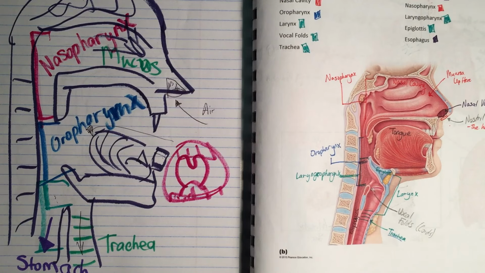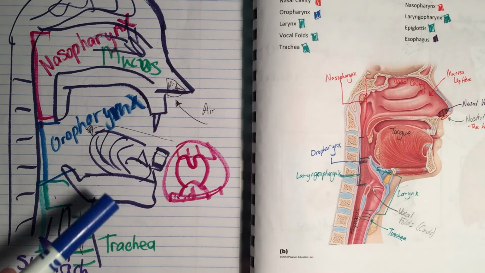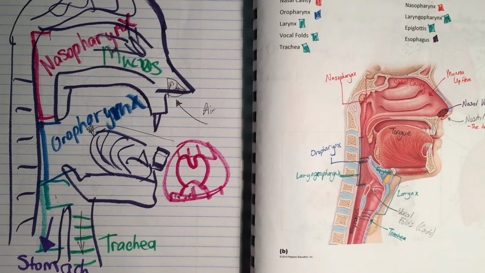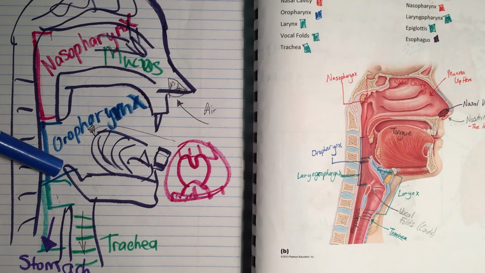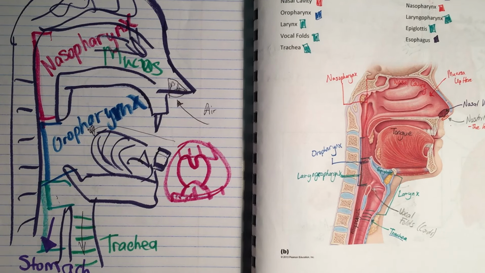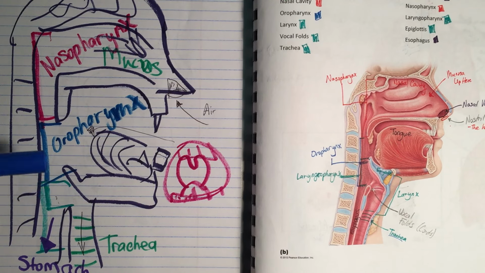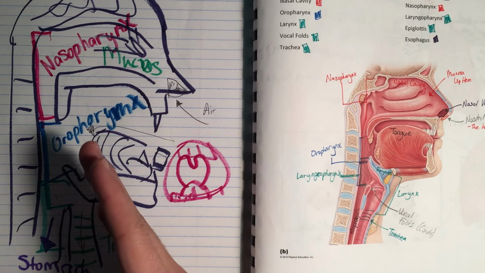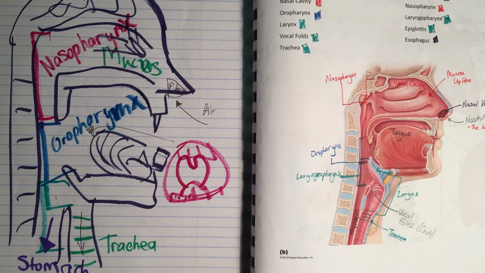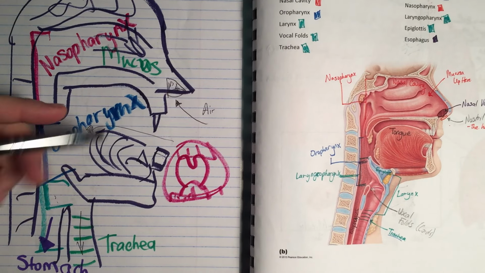And then the middle region, it's your mouth, so this is to orient yourself, this is the tongue. And the middle part is called the oropharynx, think oral. And then the laryngopharynx is down here. And you have this flap, and this flap is called the epiglottis.